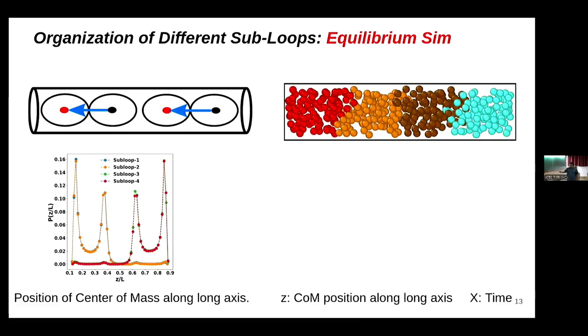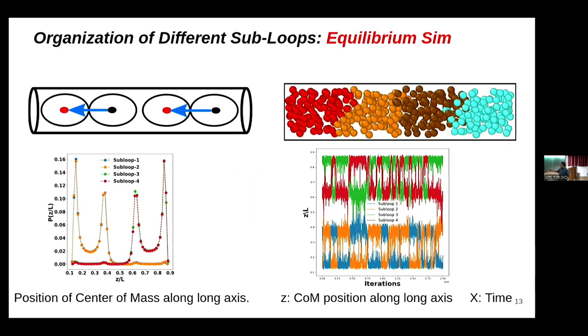If you plot the center of mass of each of these loops along the long axis, you will see that this loop occupies this point, this loop occupies this point on an average. I'm plotting this distribution of the position of center of mass along the long axis. This guy occupies here and this guy occupies here.